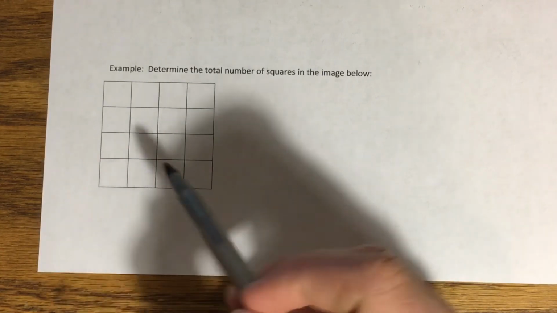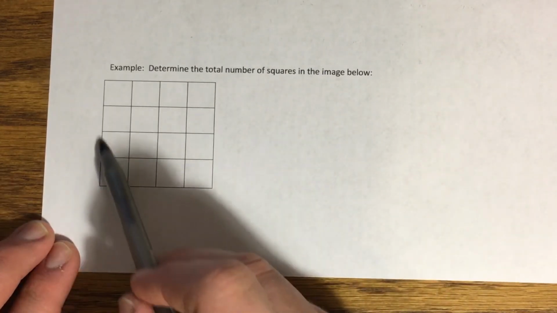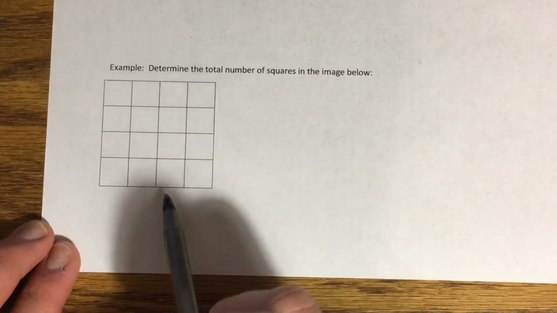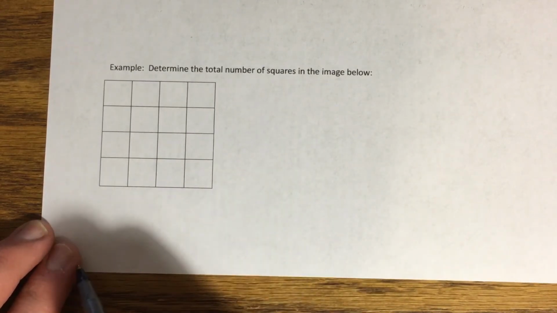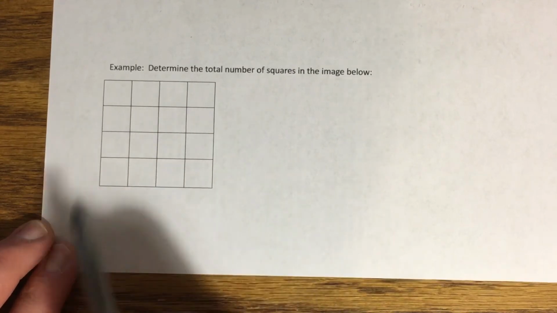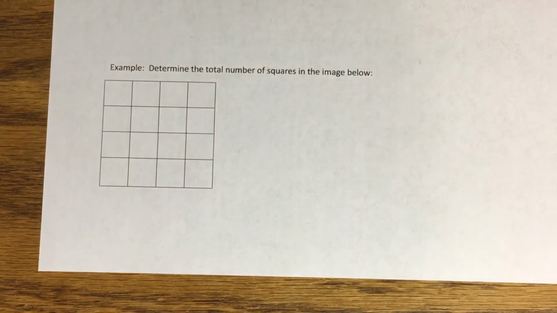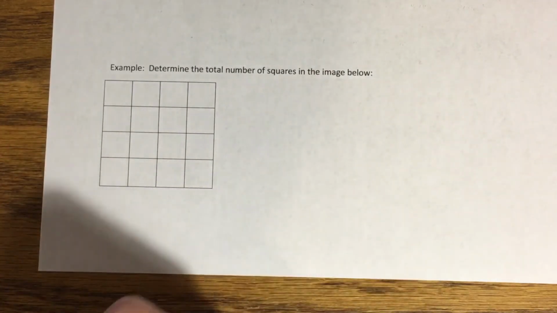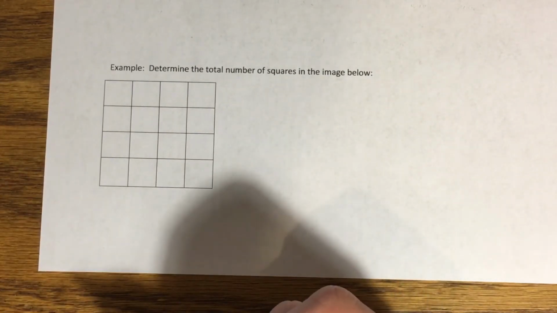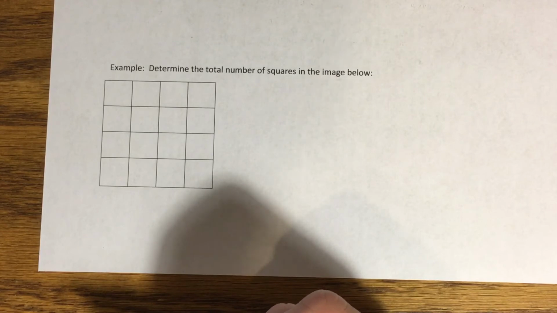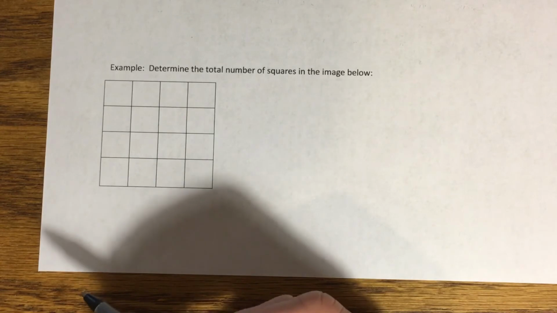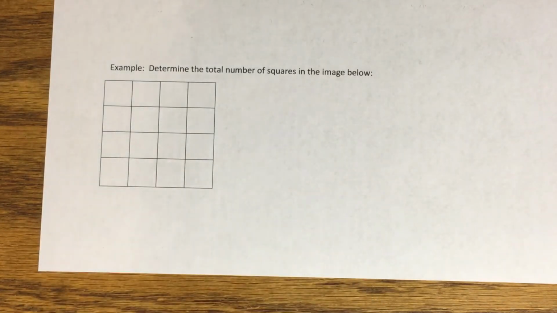But notice, if I look at a 2x2 little grid within this larger grid, that forms a square as well. I can also form 3x3 squares, and I have a single 4x4 square appearing in the whole thing. So again, I don't want to just count these one by one. I want to think about a systematic way of doing this. So there's different ways to approach this, but one way is to use corners.